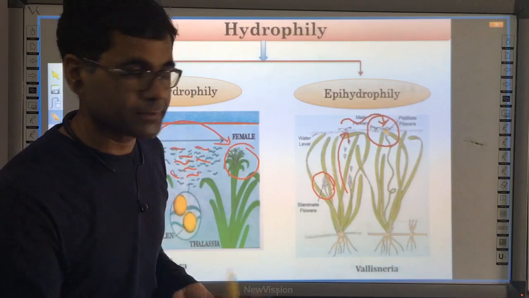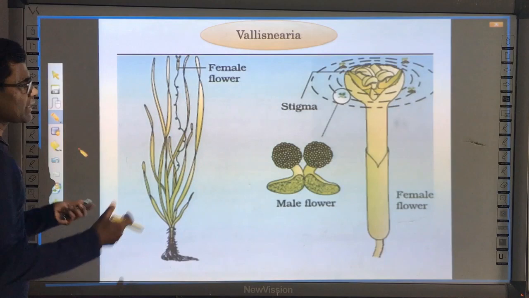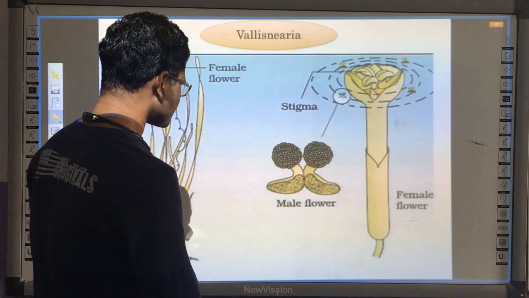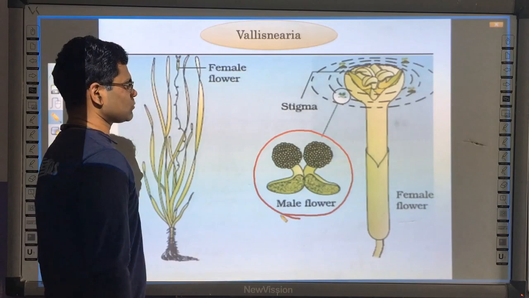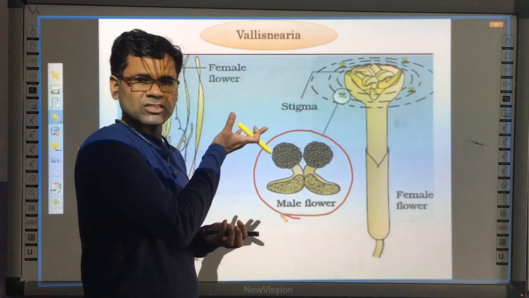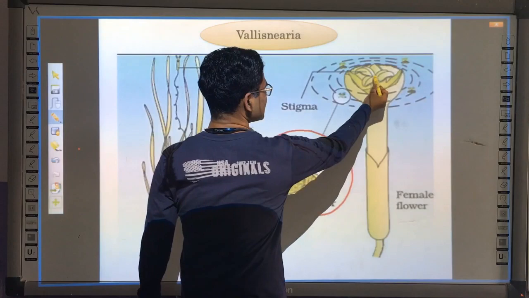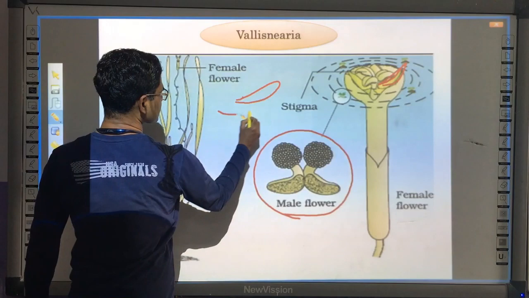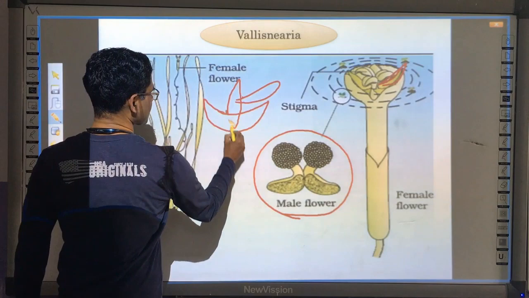Next one, if you focus a little bit more, because in Vallisneria a very important mechanism takes place. Again, this diagram is from your book only. So here, these are the male flowers. During the pollination, these flowers are released from the inflorescence and start floating on the surface of water. And here these are the female flowers, and you can see here this is a stigma. The stigma is something like this, like this. So these are the stigmas, to increase the surface area.